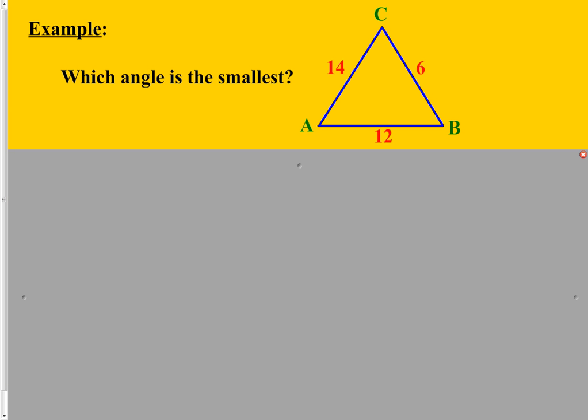Okay. Now this can be reversed and looked at from the opposite direction. Here's a different example. Copy it down. Which angle is the smallest? Well, once again, you can't look at the triangle and eyeball it. You can't decide it that way.